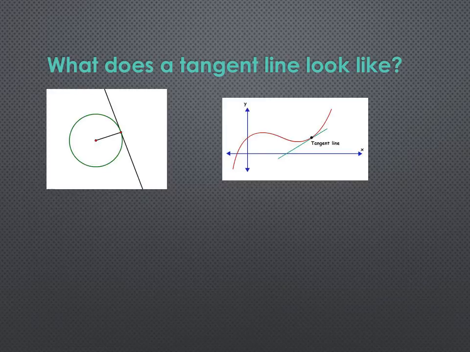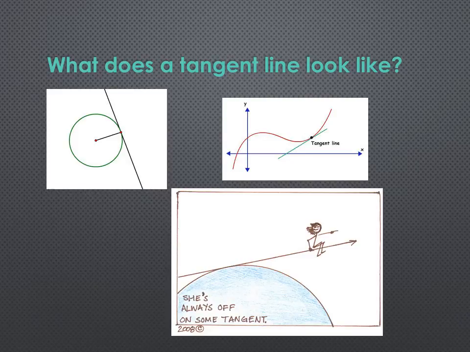Now, how do you remember the difference between normal and tangent? Well, here's what I like to say. Why can't you be normal? You're always going off on tangents.